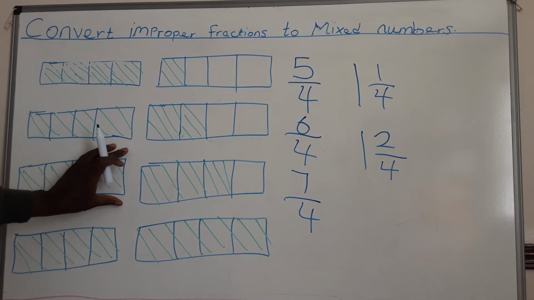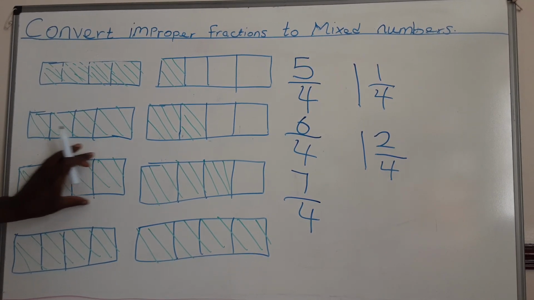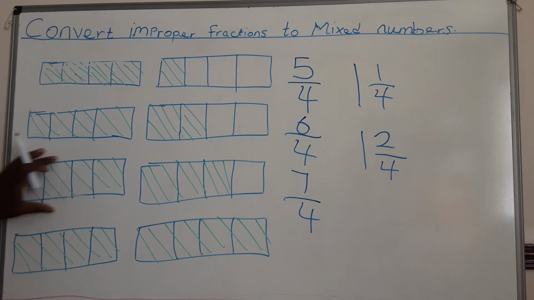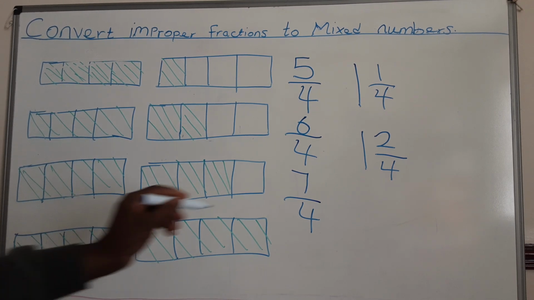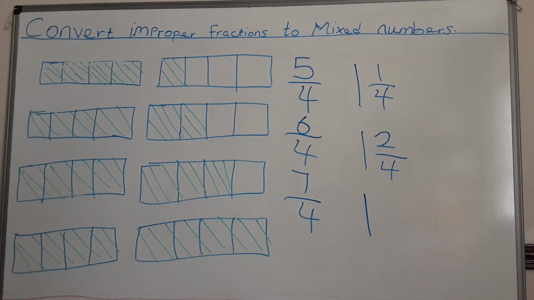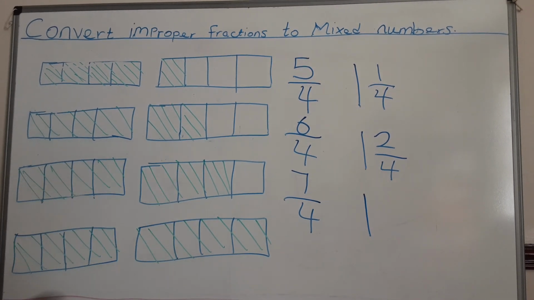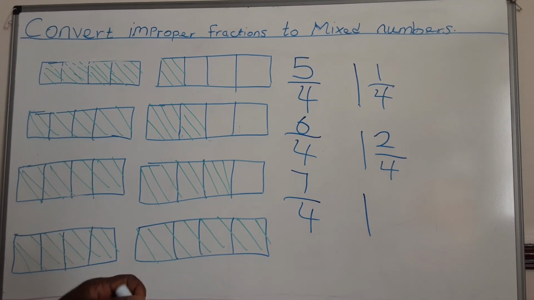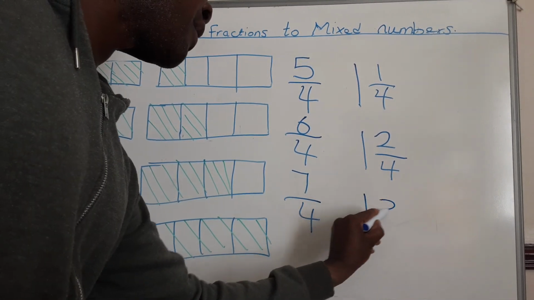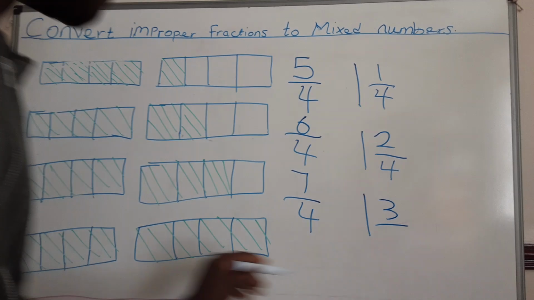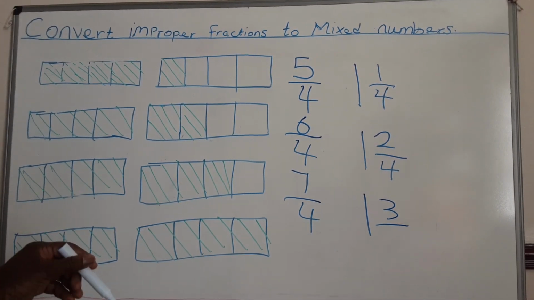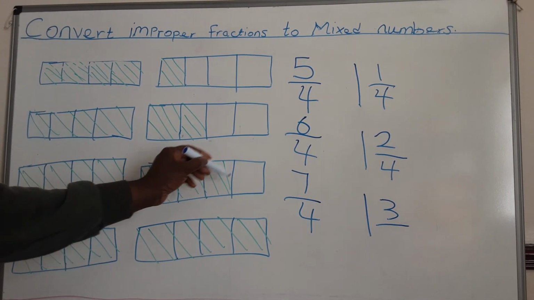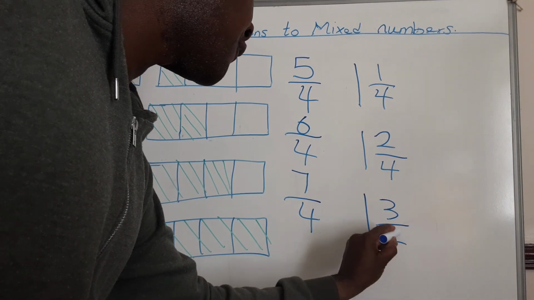Now we can see that a whole bar is shaded. So we have one whole of the bar shaded, and we put our one here. And how many more parts are shaded? We can count 1, 2, 3. So 3 are shaded, and the bar is divided into how many parts? 4. 1, 2, 3, 4. So we put our 4 here.